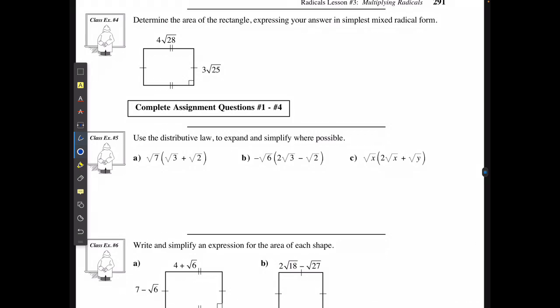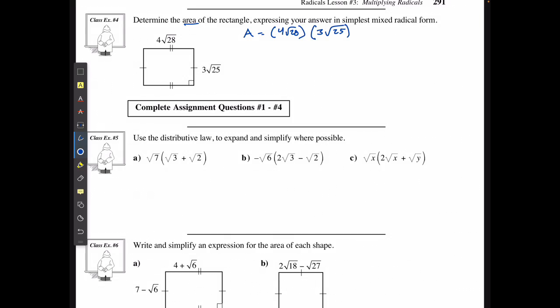For example 4, it wants us to determine the area of the rectangle, expressing it in simplest radical form. Well, the area is going to equal one side length, 4 root 28, multiplied by the other side length, 3 root 25.